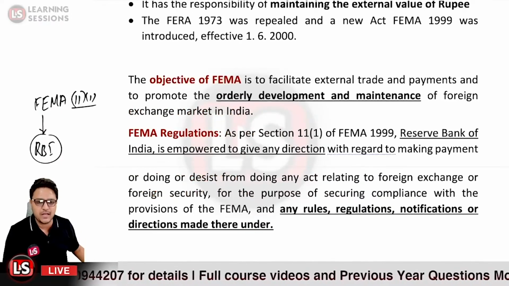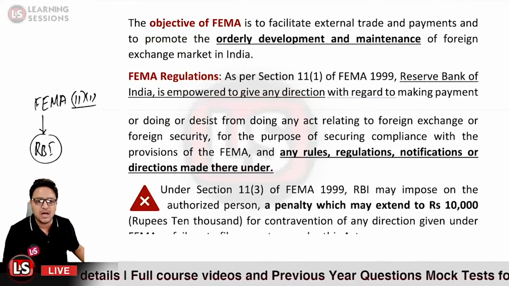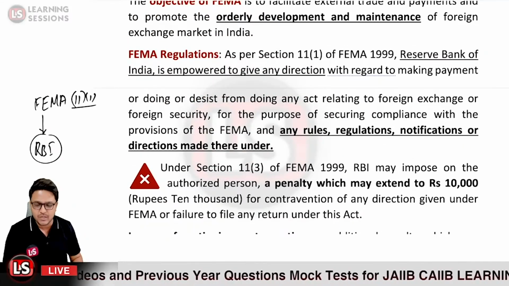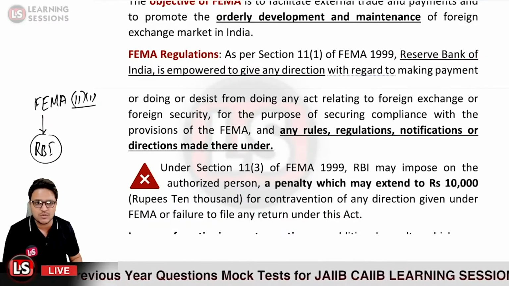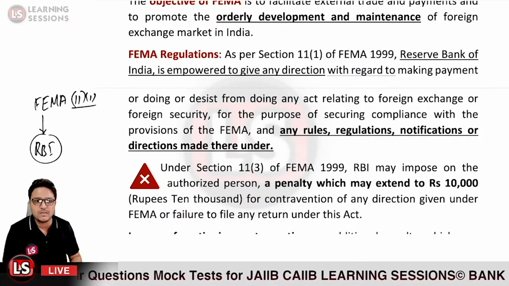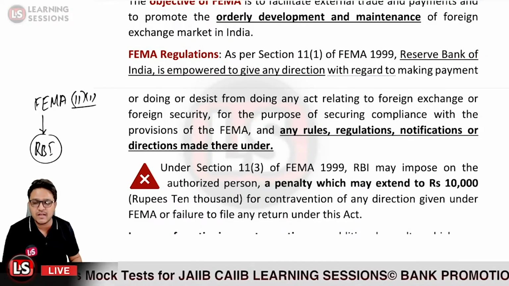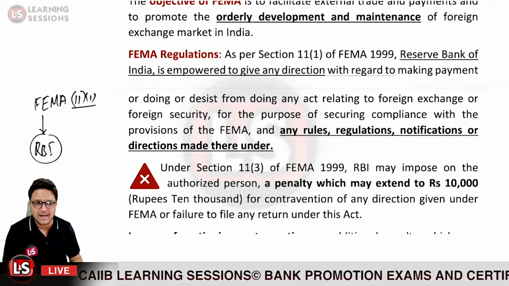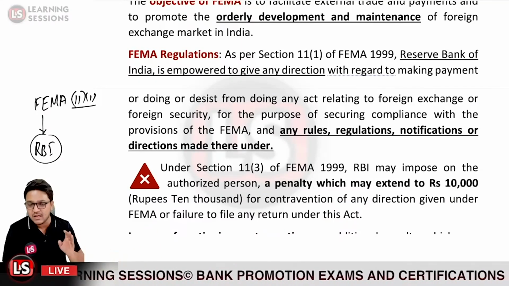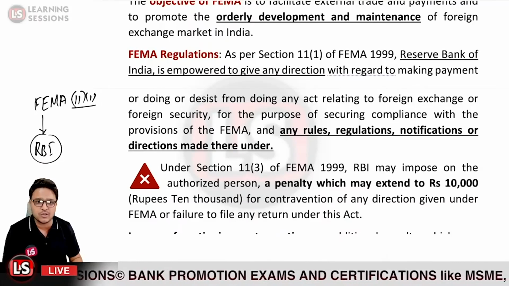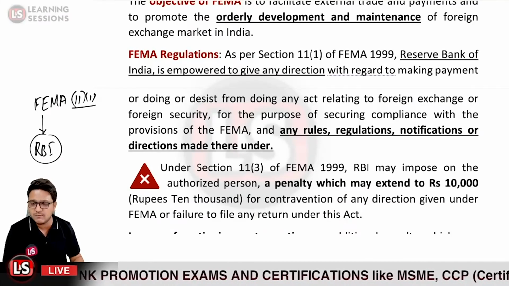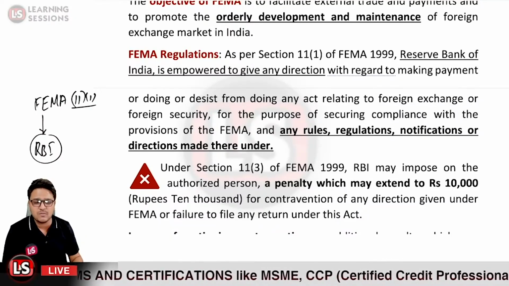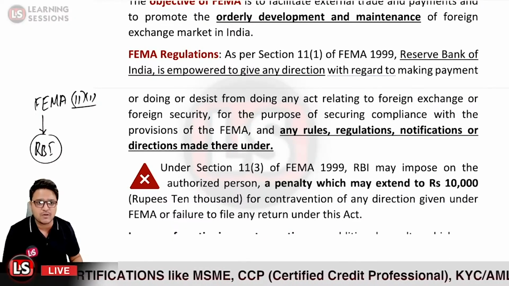Then, under Section 11 subsection 3, the RBI can also impose a penalty on the authorized person, which may extend to rupees 10,000 for contravention of any of the directions given by it. So if the Reserve Bank of India has issued some directions, guidelines, or rules and regulations, and these guidelines are not being followed by the authorized person, in that case a penalty can be imposed which can extend up to rupees 10,000 for contravention.